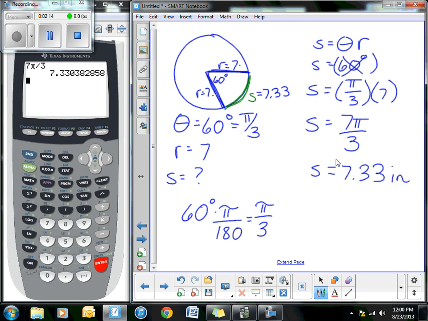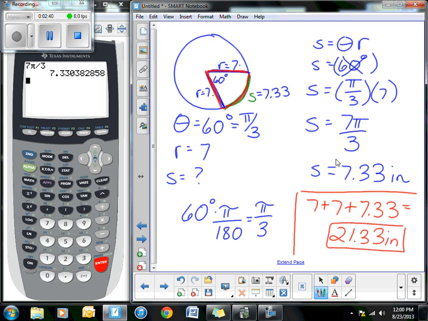So in total, since I wanted the perimeter, remember, what I do is I have the 7 from this radius here, and the 7 from the radius there. And then I also have the arc length here, which is just a little bit over 7, about 7.33. So I take the 7, the 7, the 7.33, add the 3 of those up, and we're looking at 21.33 inches. And that represents the perimeter of that piece of pizza.